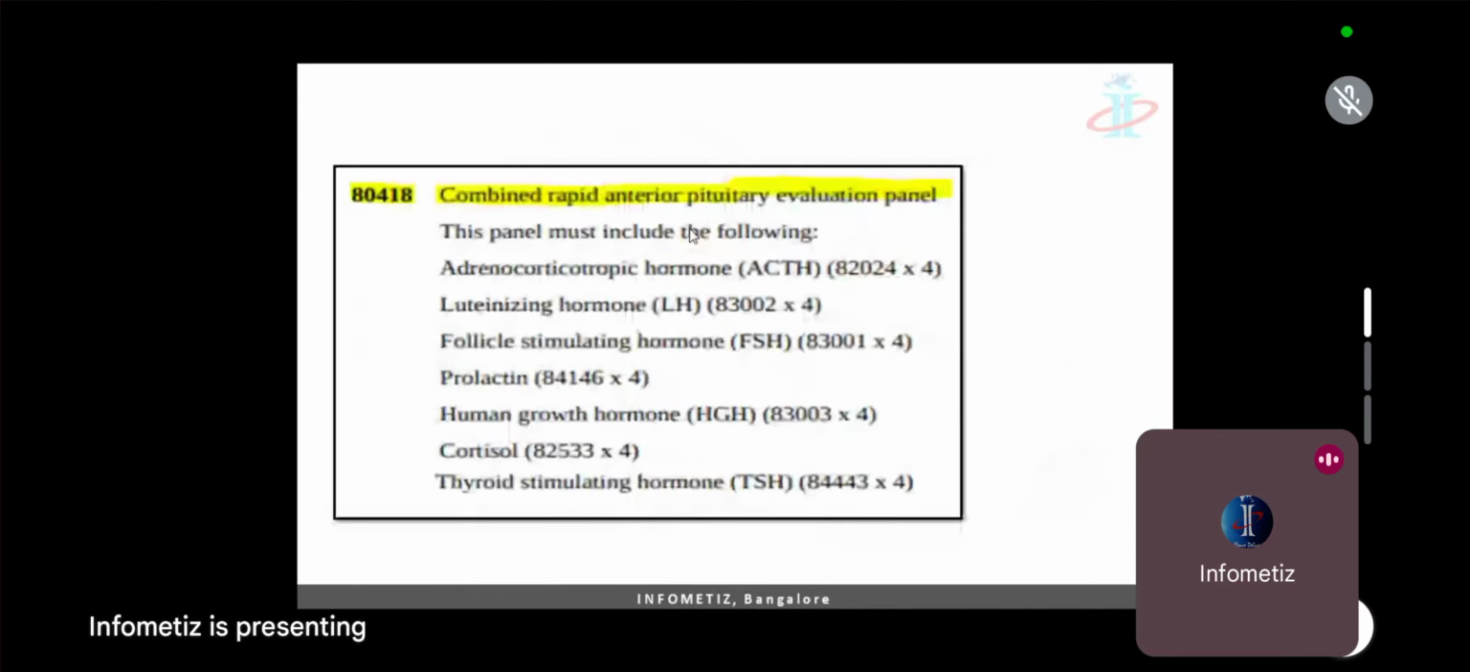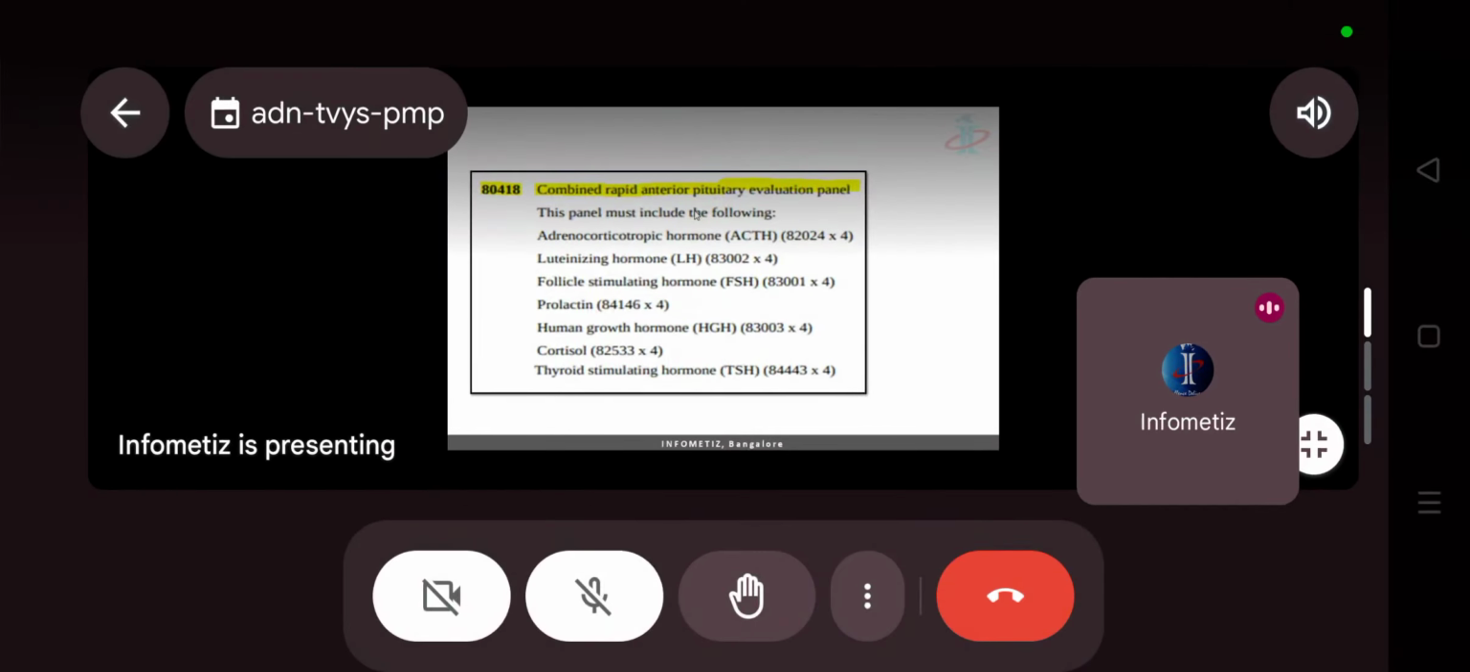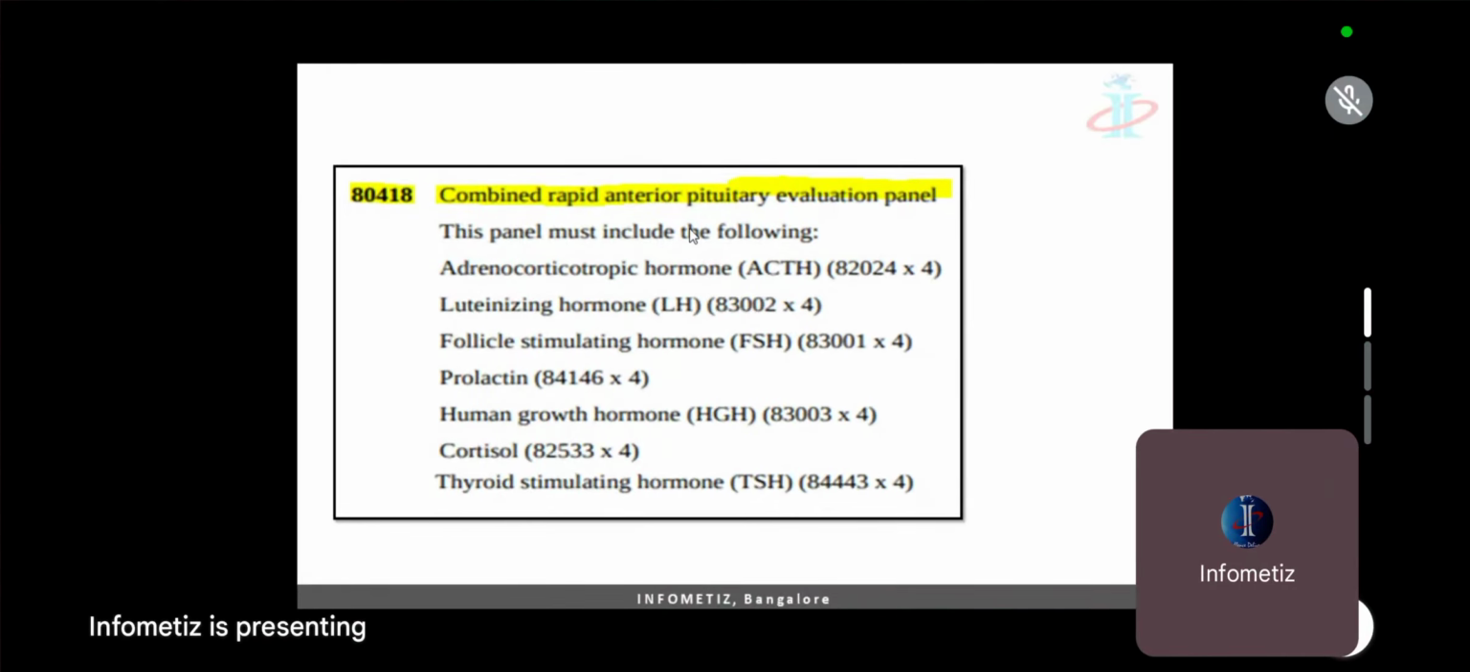This one is pending. Okay, come to 80418. This is one small one. This is the same kind of panel code, but I did not tell you this thing that day. Wait. 80418. This is also a panel code. Okay, combined rapid anterior pituitary evaluation panel. Okay, the pituitary is a gland in our body that is known as the master gland.